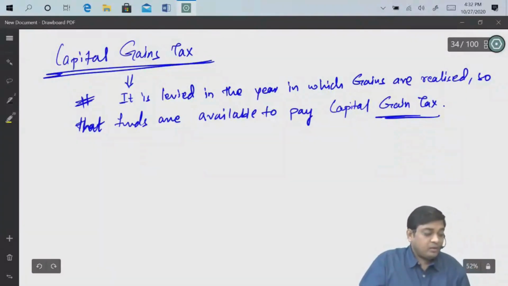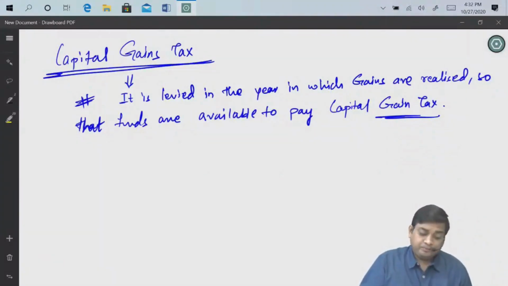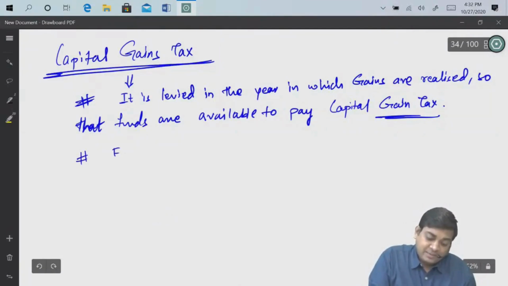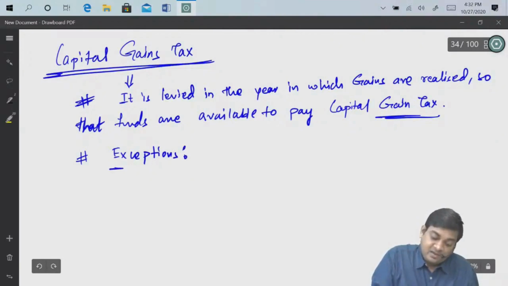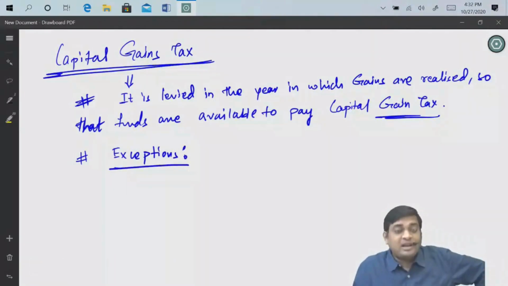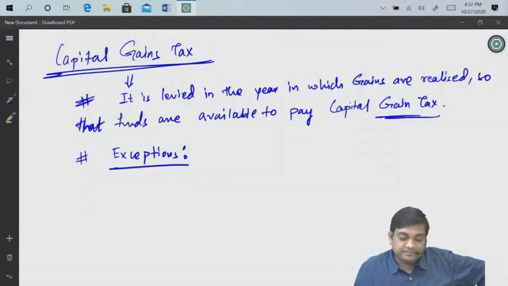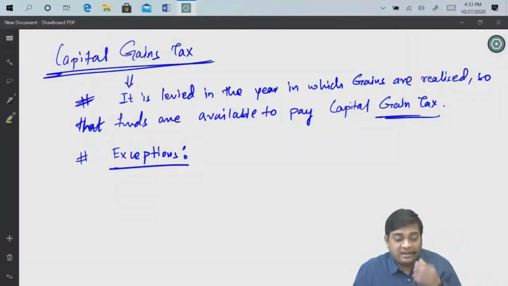Now, there are some exceptions. If you sell certain assets, on that you don't have to pay capital gain tax. Right? So one point is very clear. It will be taxable in the year in which the gains are realized, so that you have ready funds to pay capital gain tax.